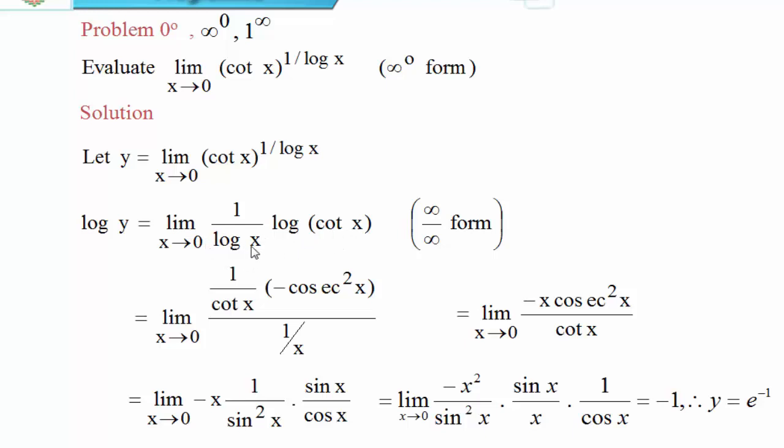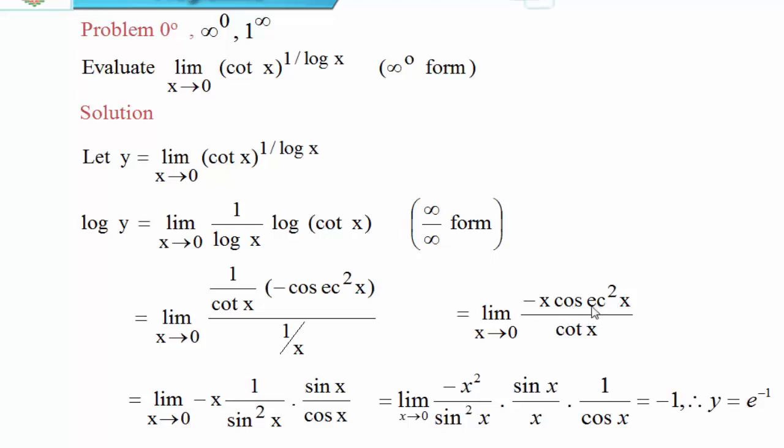Again check, log 0 is infinity and log of cot x at 0 is also infinity. So apply L'Hospital rule: derivative of numerator divided by derivative of denominator. We already know the derivative of log x is 1 upon x, so at the denominator 1 upon x will be there. At the numerator, the derivative of log is 1 upon cot x into the derivative of the inner function, that is minus cosec square x. Simplify this, and we get it in this way.